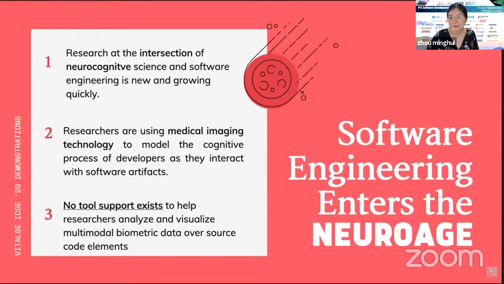Researchers in the domain borrow techniques and tools from neurocognitive science, like brain imaging and eye tracking technology, to model these cognitive processes. However, given the novelty of this intersectional research, there are no tools to support the multimodal nature of the data being collected. Researchers need tools to help them analyze and visualize biometric data, like gaze fixations and cognitive load, as they change over time, and as a developer reads source code or interacts with different software artifacts.